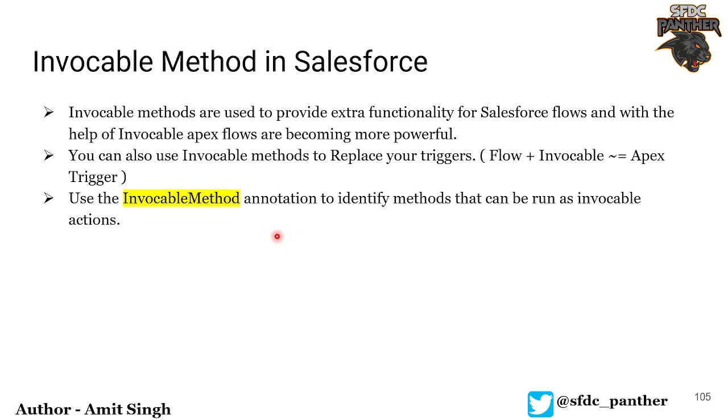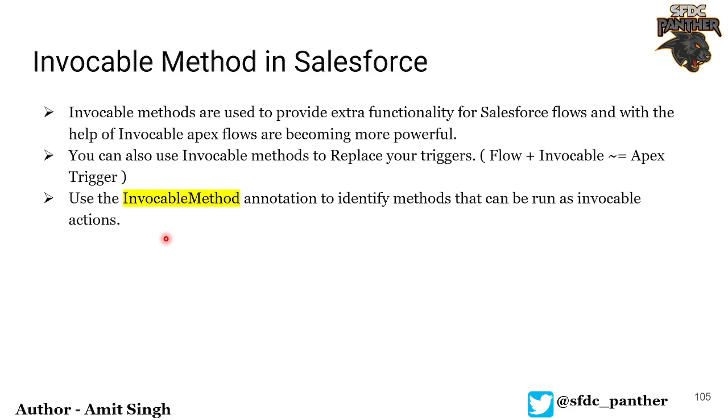You can also say that if you want to replace your Apex trigger with a flow and an invocable method, you can do that. But again, that is not the official statement by Salesforce. This is my observation that if you are using a flow with invocable Apex, that can be equivalent to your Apex trigger as well as the handler classes. And we have to use the invocable method annotation on top of any Apex method to make sure that it is an invocable method. So this is just very simple information about invocable methods.